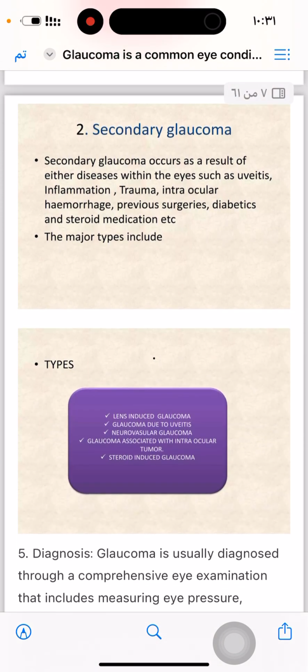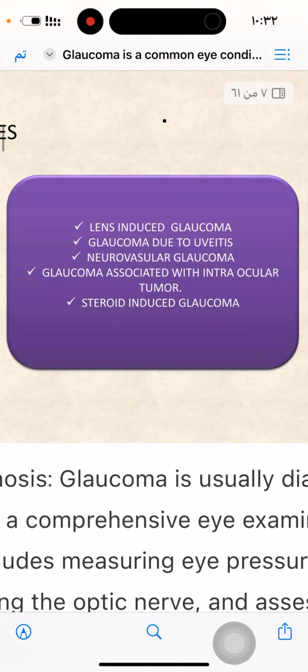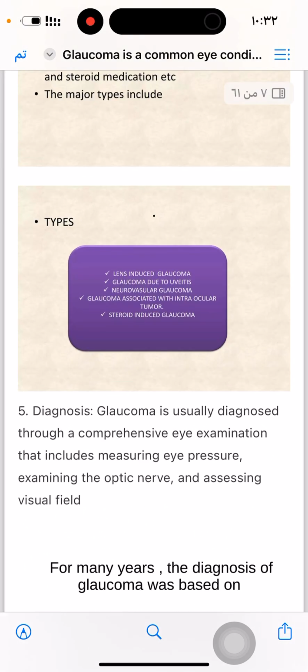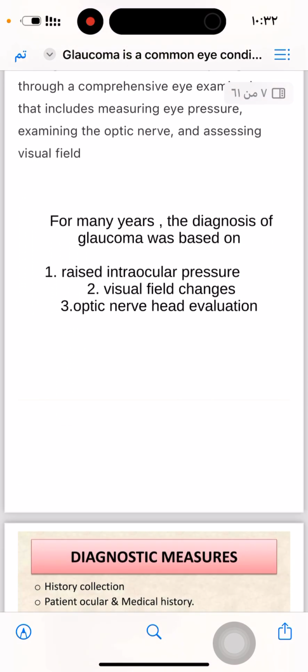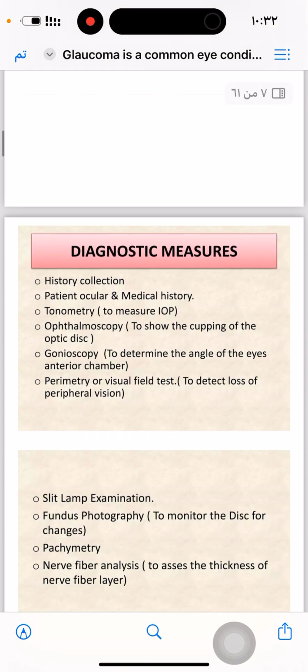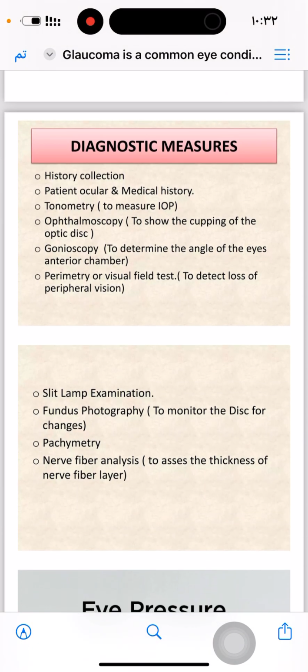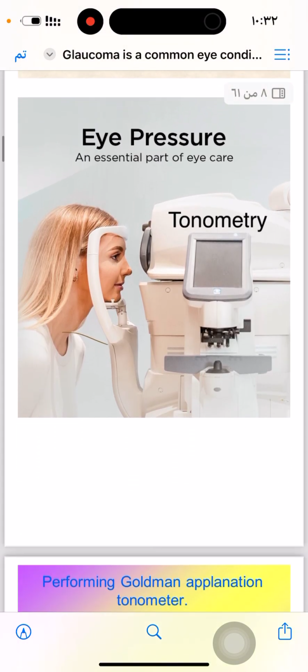Secondary glaucoma is a result of another disease such as uveitis, inflammation, trauma, intraocular hemorrhage, previous surgeries, diabetes, or steroid medication. The major types include, as you see here, lens-induced glaucoma and glaucoma due to uveitis. Diagnosis is based on rising intraocular pressure, visual field changes, and optic nerve head evaluation. Diagnostic measures, as you see in this slide, but we will discuss them individually.